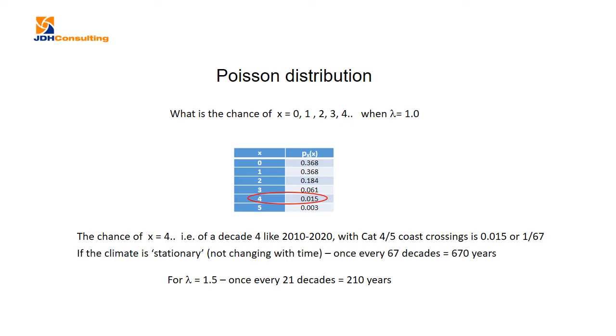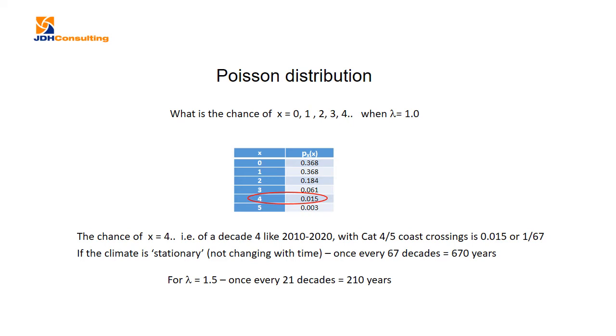Of course, the event is a coast crossing of a very severe tropical cyclone. We're interested in knowing the probability of getting 4 crossings per decade, as happened in the 2010 to 2020 decade. That turns out to be 0.015, or 1 in 67. So if the climate is not changing with time, we call that stationary, we would expect that to happen once every 67 decades, or 670 years. So obviously a very rare event.